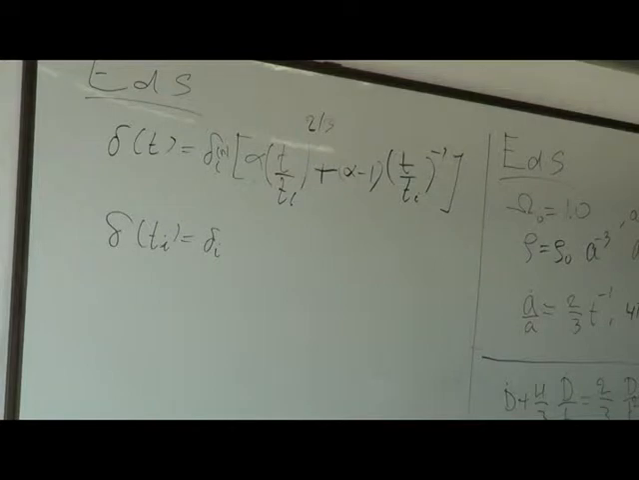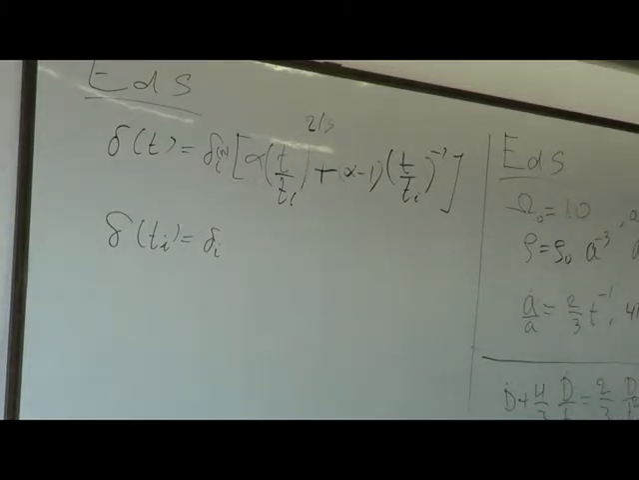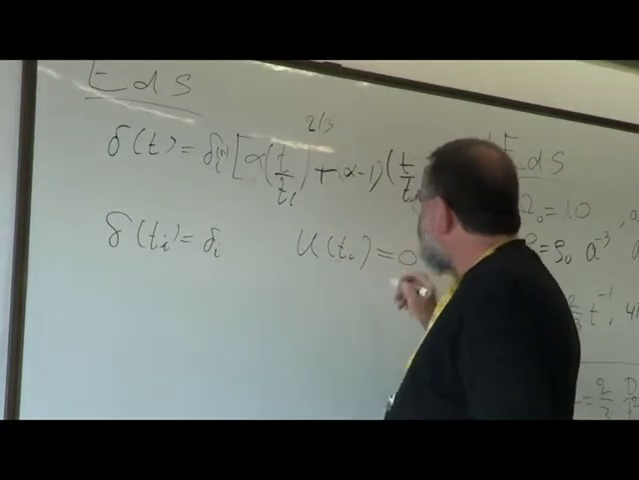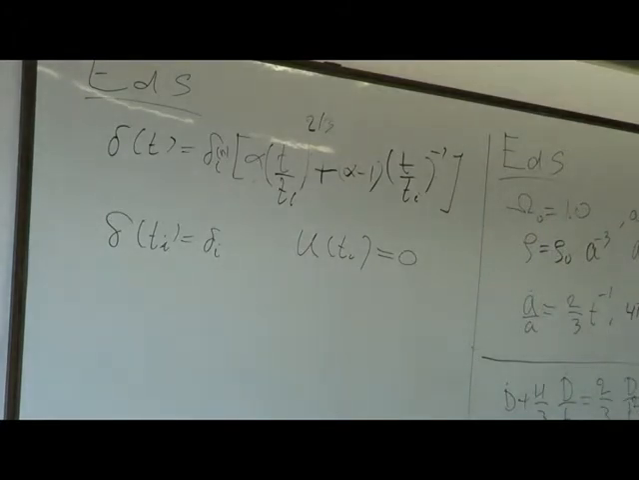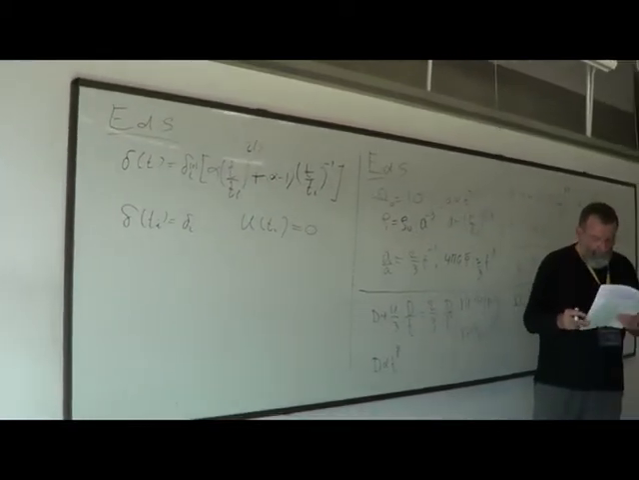Now I want to fix the alphas such that at time ti, the perturbation is only in the density and not in the velocity. Namely, I want to fix the alpha such that u at time ti equals 0. That's my choice. I can choose any alpha that I want, because we are solving a second order differential equation, so you have 2 integration constants to play with, and you can use them to satisfy the initial conditions or any other conditions that you want.